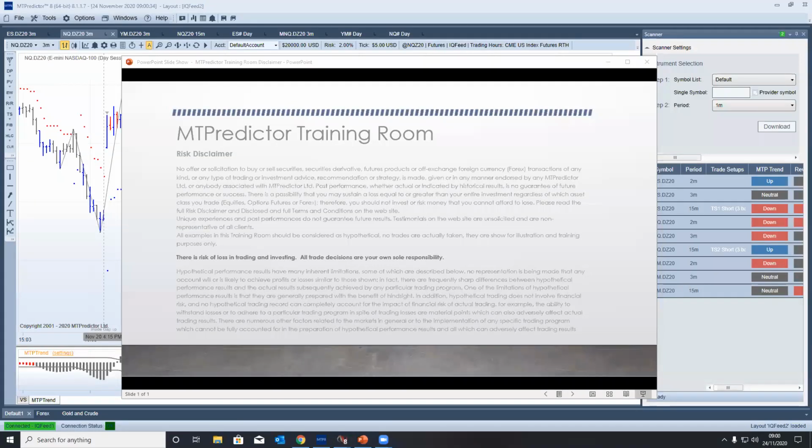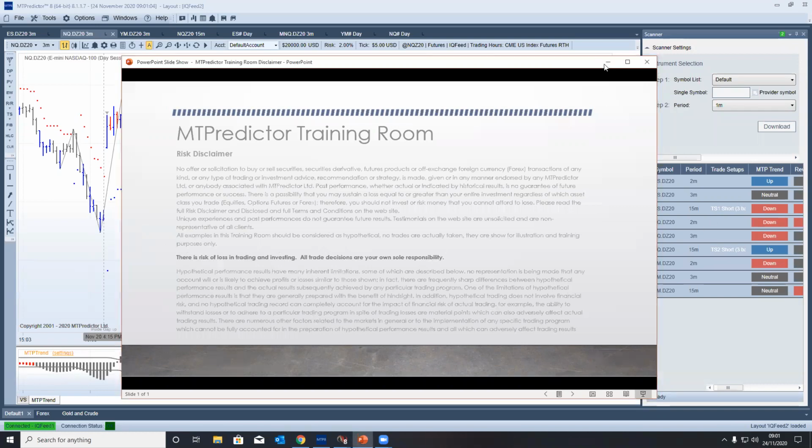Right, so it looks like everything's okay, so let's have a quick read of the risk disclaimer. I just remind you all that all examples in this training room should be considered hypothetical. No trades are actually taken, they're just shown for illustration and training purposes only. Remind you there's a risk of loss in trading and investing. Put another way, all trade decisions are your own sole responsibility. In other words, there will be losing trades no matter what approach you take, but the trick is keeping those losses small.